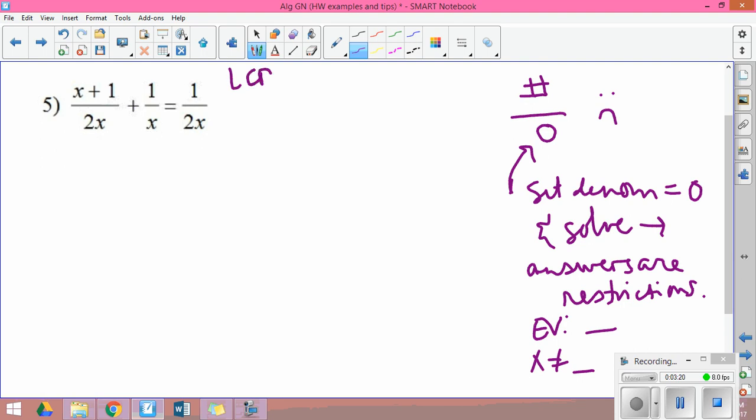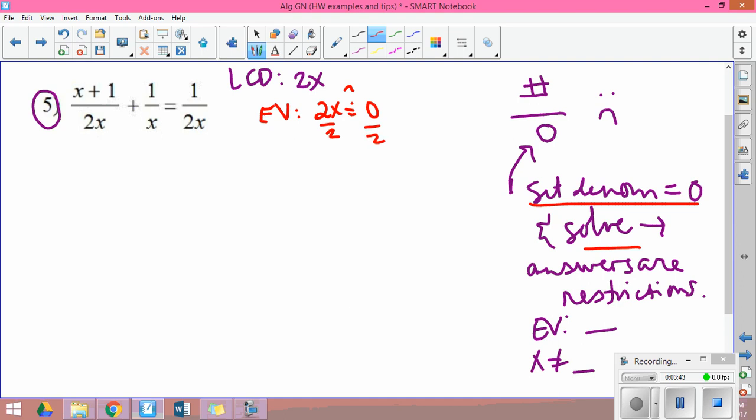So for example, I'm going to figure out what my least common denominator is. My least common denominator here in number 5 is 2x. So we're still doing that. So now to find my excluded value, what would make 2x equal 0? What value would make that happen? So set the denominator equal to 0, and I'm going to solve. So I'm going to divide both sides by 2. And my excluded value is 0. X cannot be 0. So I can either write it that way, or I can say excluded value is 0. So I put that off to the side.